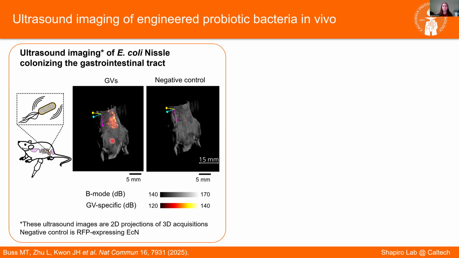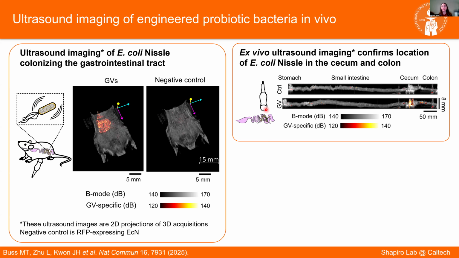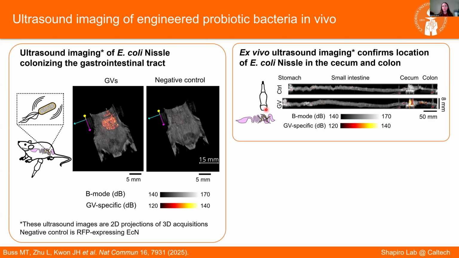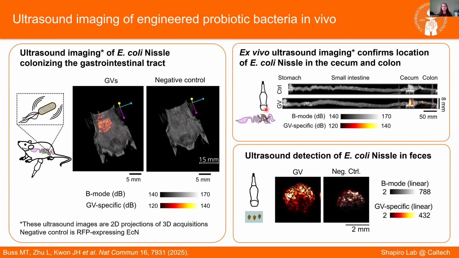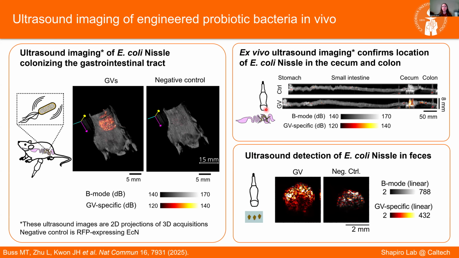So to confirm this, we did some ex vivo imaging where we took out the intestines and then scanned the transducer over the intestines. And you can see strong GV-specific ultrasound contrast primarily in the cecum and the colon, which is where we expect the bacteria to colonize, just confirming that that is the location that we're seeing in the in vivo images. And finally, we're not just limited to in vivo and ex vivo imaging. We can also detect the GV-expressing Nissle in the feces, just showing the versatility of this method.